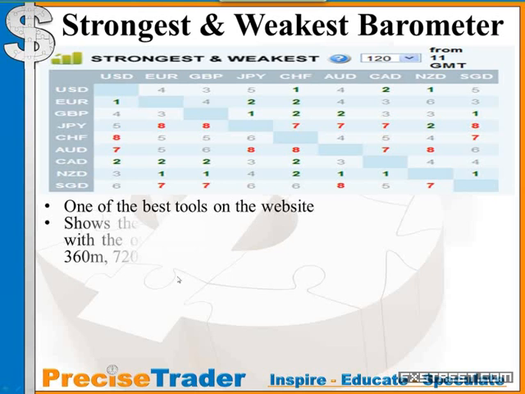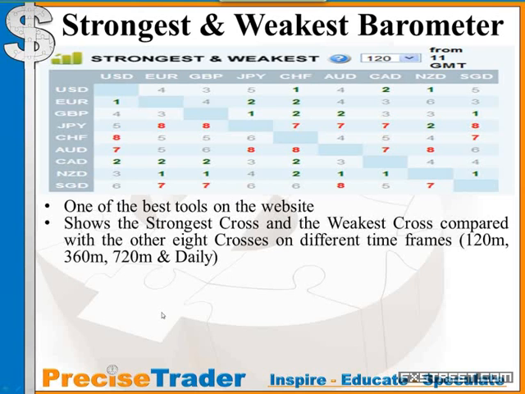This is one of the best tools in the website. It shows the strongest cross against the weakest cross compared with the other 8 crosses, and on different time frames. So we can set the timing, whichever time frame we want, depending on what kind of trader we belong to, right?